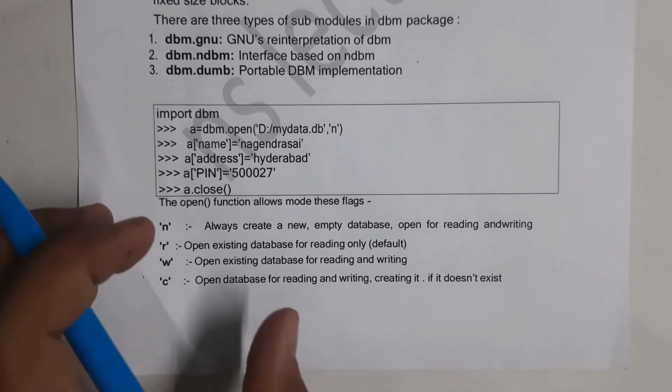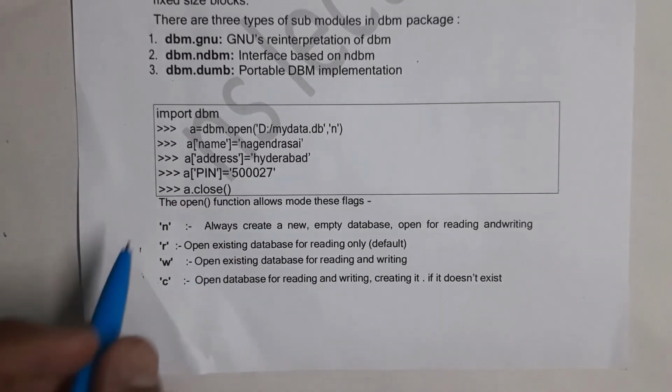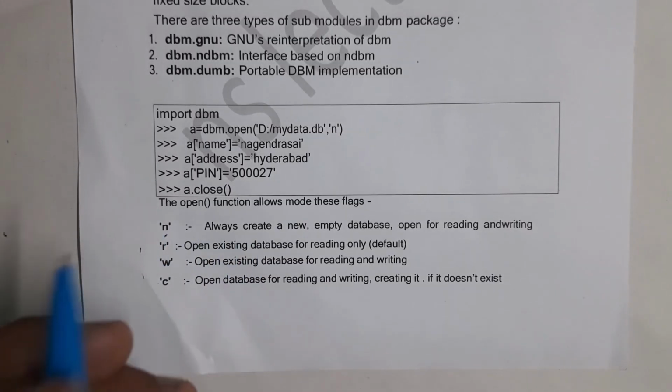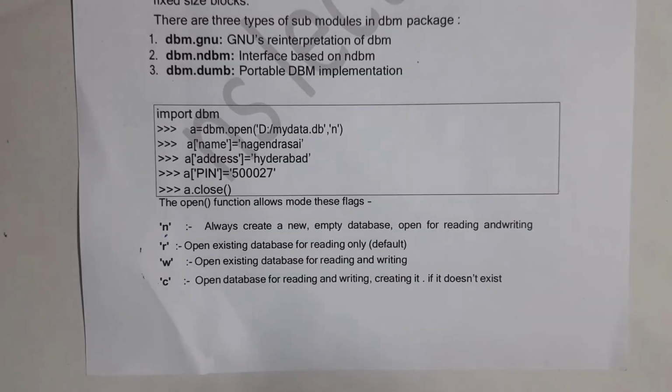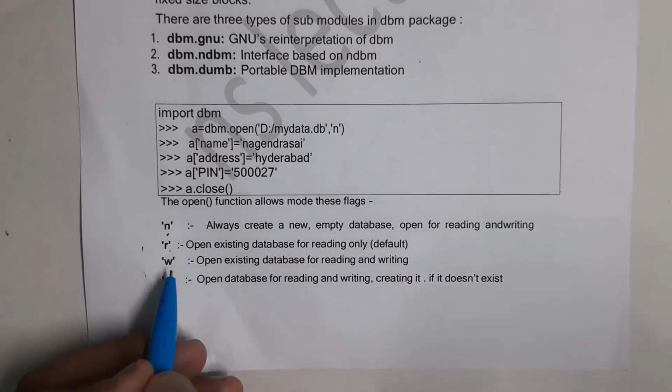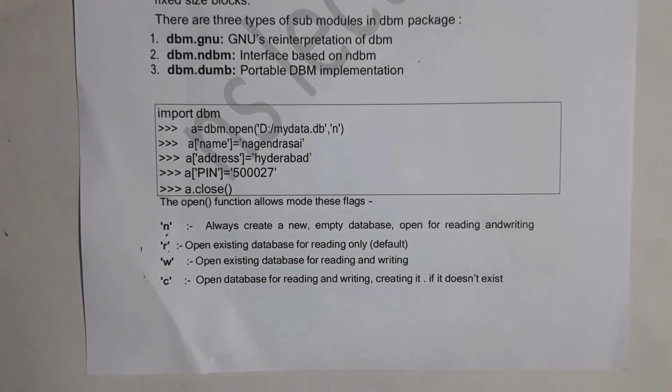Guys, these are the various modes available in this DBM package. First one is n, where n stands for new mode. If you want to create a new database, use n mode. If you want to read data which is present in the database, use read mode. And if you want to write data, use write mode. And by using c mode, you can perform both read and write operations.